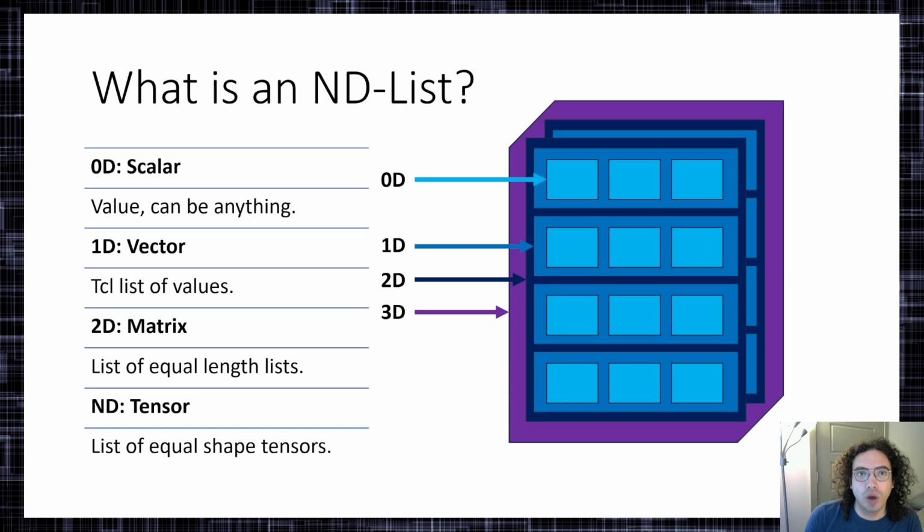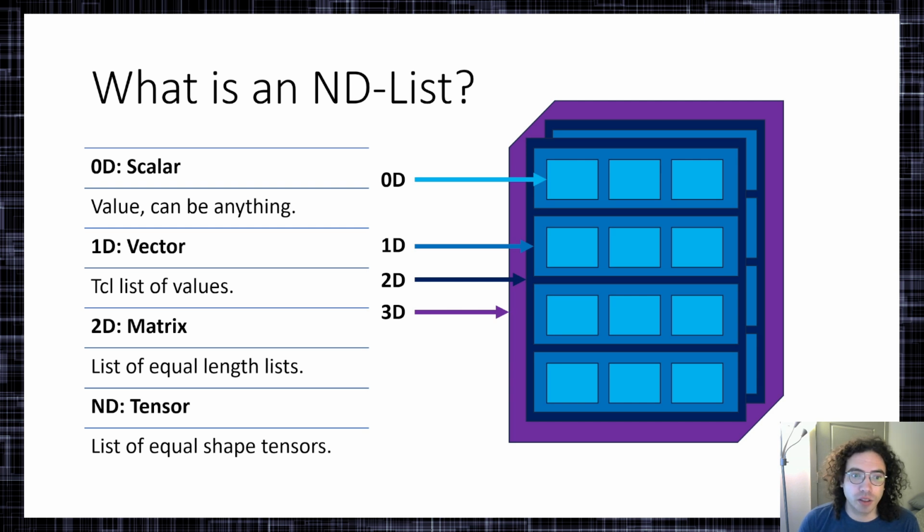So first of all, what's an ndlist? Well, an ndlist is anything because a 0D list is just a value. It's just like a Tcl string. It can be anything. You can store whatever you want in there, and it doesn't have to be a formatted list or anything. A 1D list or a vector is a valid Tcl list.